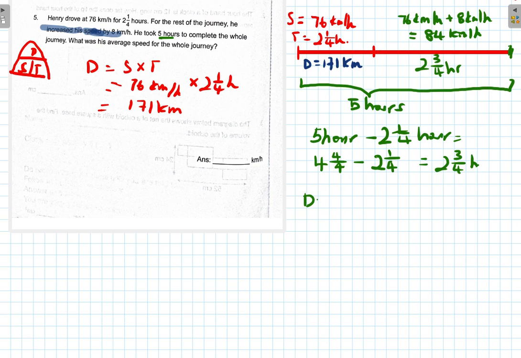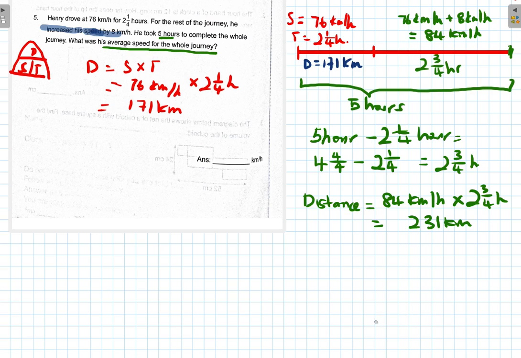So distance equals to speed. This is the speed, right? 84 kilometer per hour times 3 over 4 hours. When you punch into your calculator, it will give you a distance of 231 kilometer. So it's asking you what's the average speed of the whole journey.